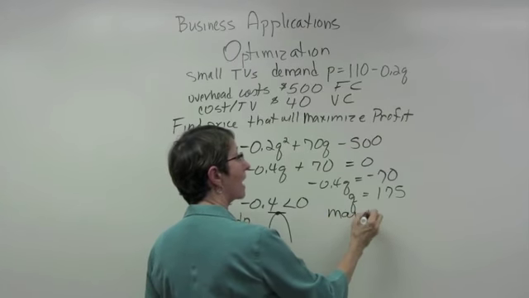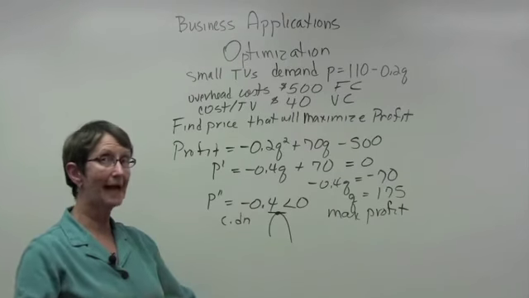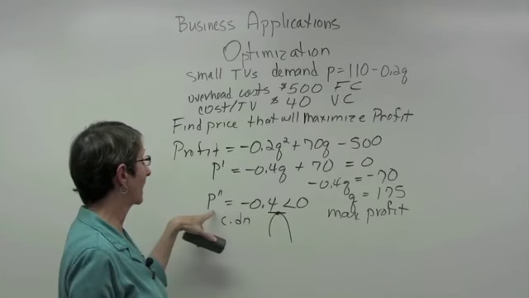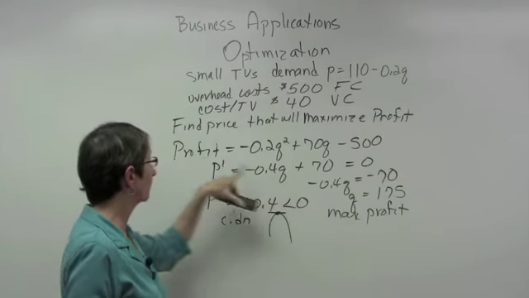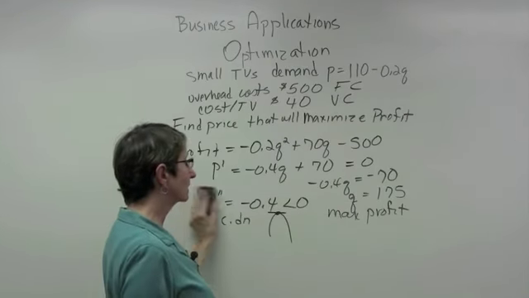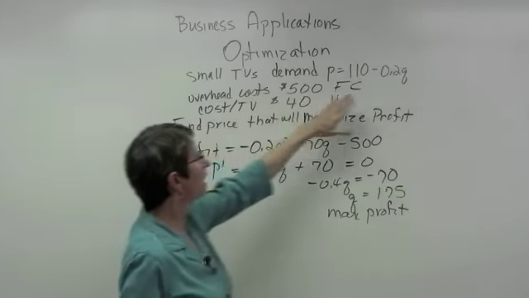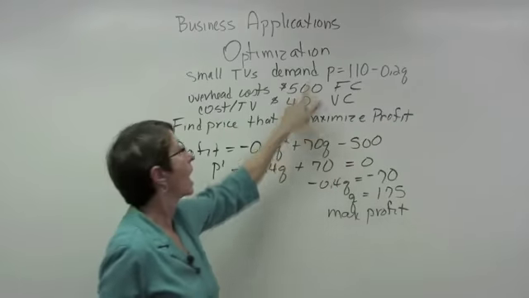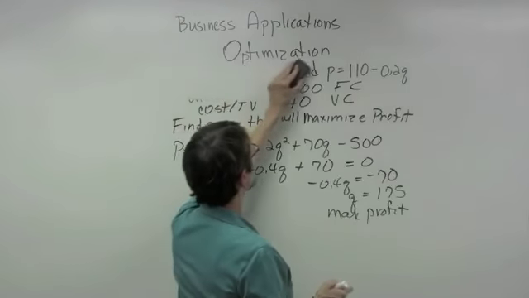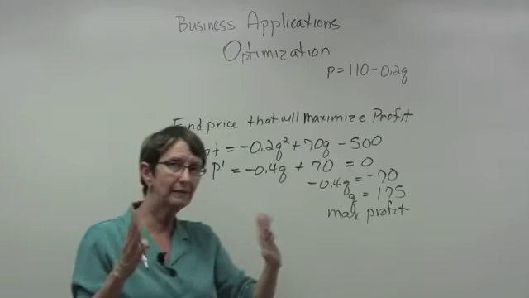So we do have a max profit at Q equal to 175, but is it the maximum profit? Remember that the absolute maximum can occur at a critical number, which is what this is, where the first derivative is 0, or it could occur at an endpoint. So we might think a little bit about the endpoints for this problem. Now, quantity has to be positive. Price has to be positive. So let's come back up here and look at that price.